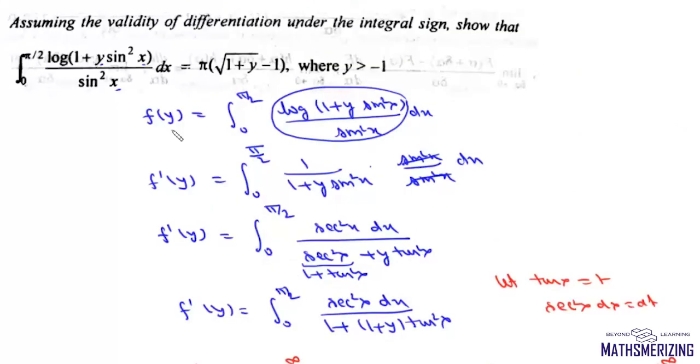Now we look at the question again. We are given f(y) equals integral of log of (1 plus y sine square x) upon sine square x. If we put y as 0, then we get f(0), and this integral will be from 0 to pi by 2 of log 1. Log 1 is 0, into dx, which is 0. So we are getting this condition that when y is 0, the value of f(y) is also 0.